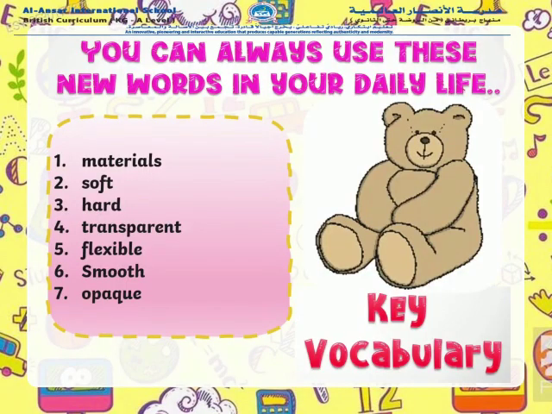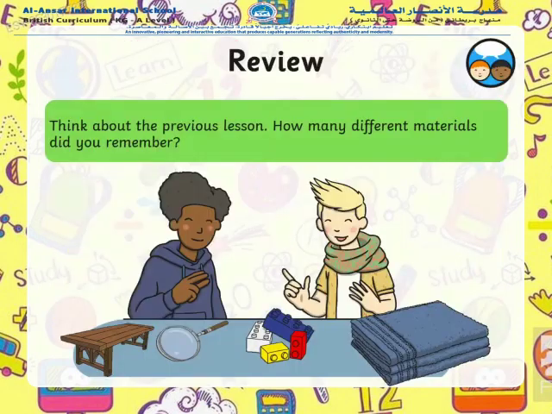Here are your keywords. Number one, materials. Number two, soft. Number three, hard. Number four, transparent. Number five, flexible. Number six, smooth. Number seven, opaque. These are different properties of materials.